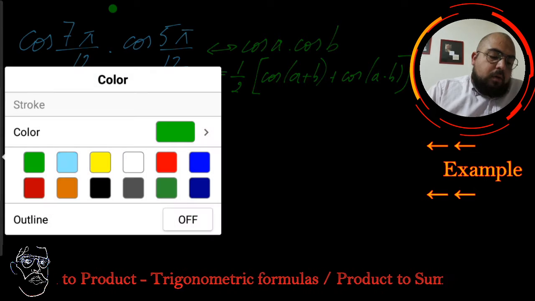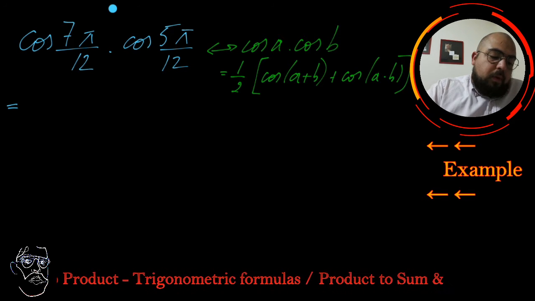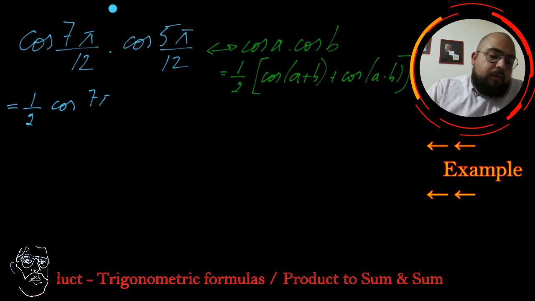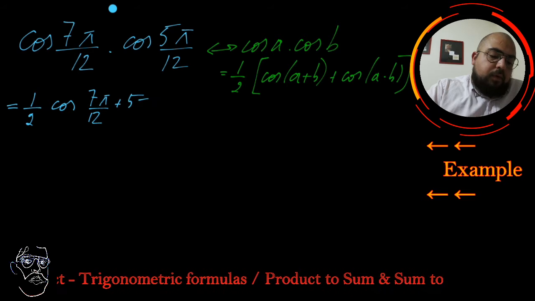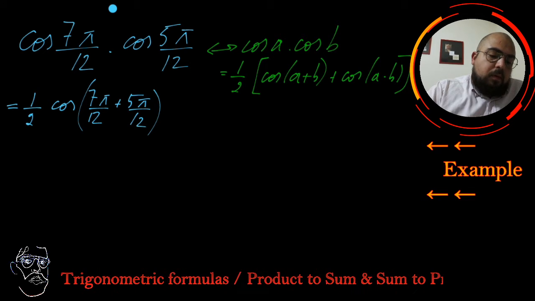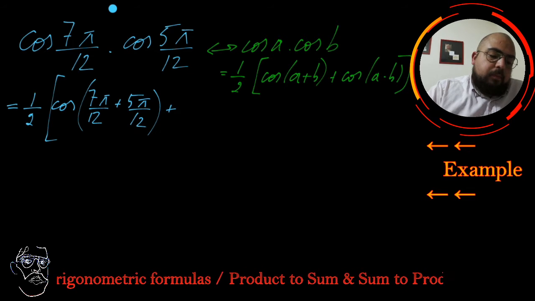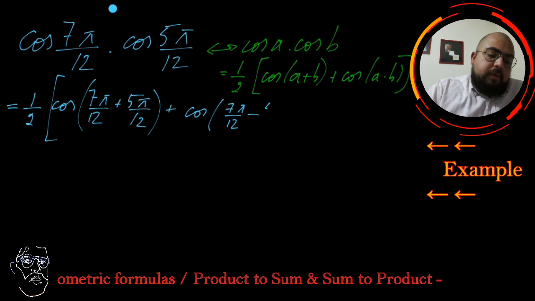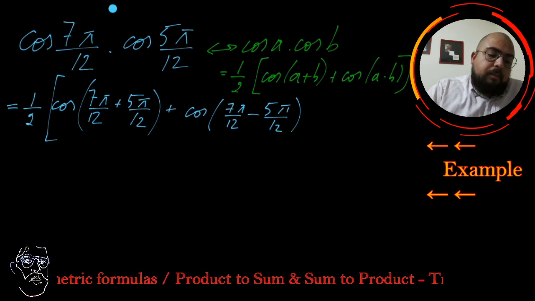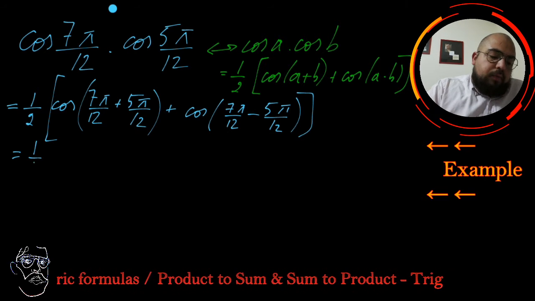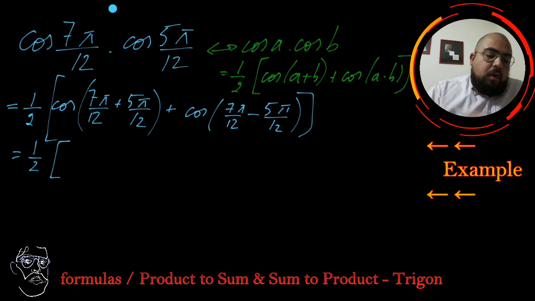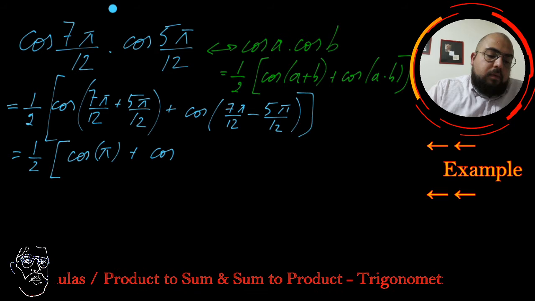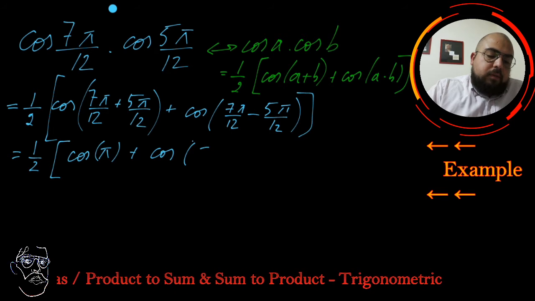I'm going to do it here. So it's equal to 1 over 2 cosine of 7 pi over 12 plus 5 pi over 12 plus cosine of 7 pi over 12 minus 5 pi over 12. So it's equal to 1 over 2 times cosine of pi plus cosine of pi over 6.